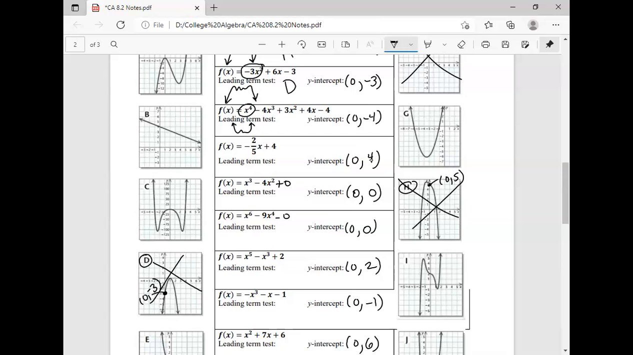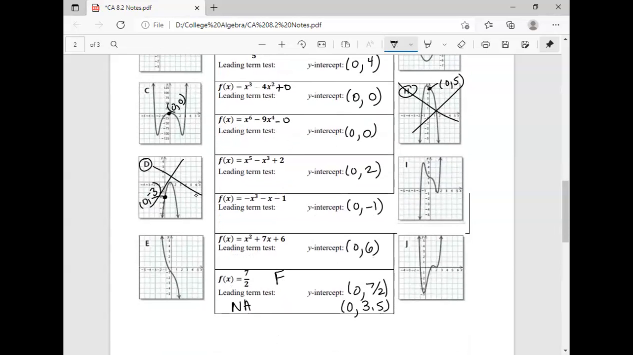So G, it looks like it could possibly be 0, 4, but it's not on the graph. C is definitely not that one. Those are both facing up, but that looks like 0, 0. Y'all agree with that? And then the other one that's facing up looks like it's 0, -4.